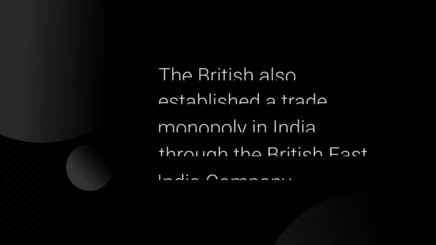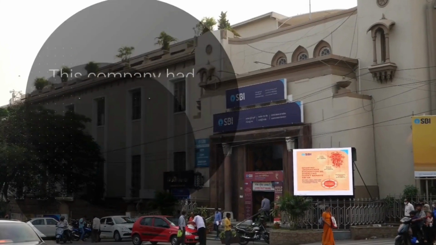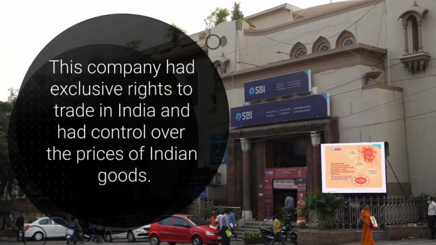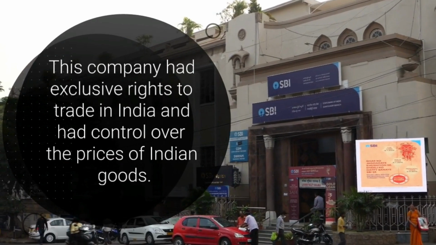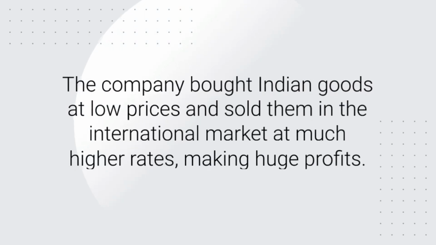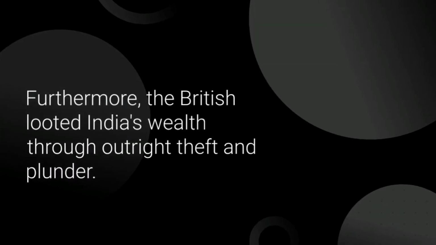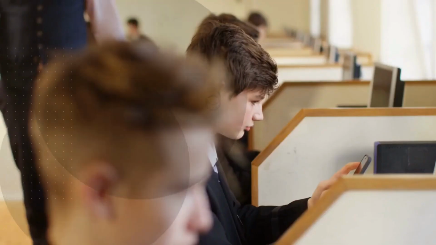The British also established a trade monopoly in India through the British East India Company. This company had exclusive rights to trade in India and had control over the prices of Indian goods. The company bought Indian goods at low prices and sold them in the international market at much higher rates, making huge profits.